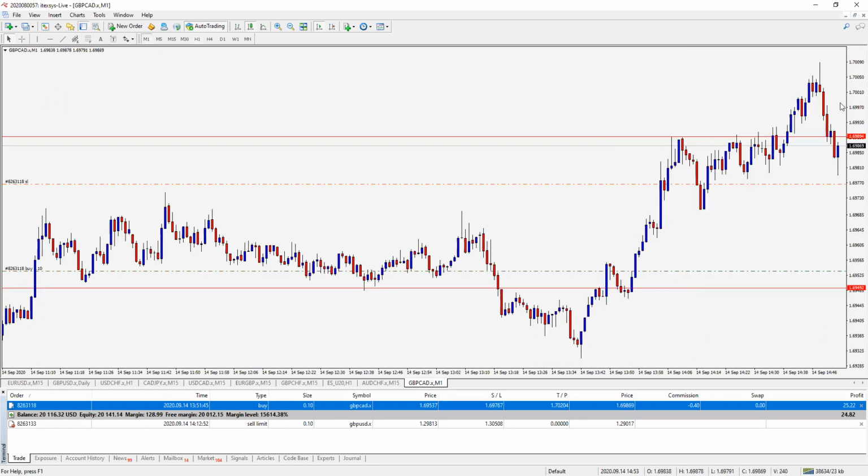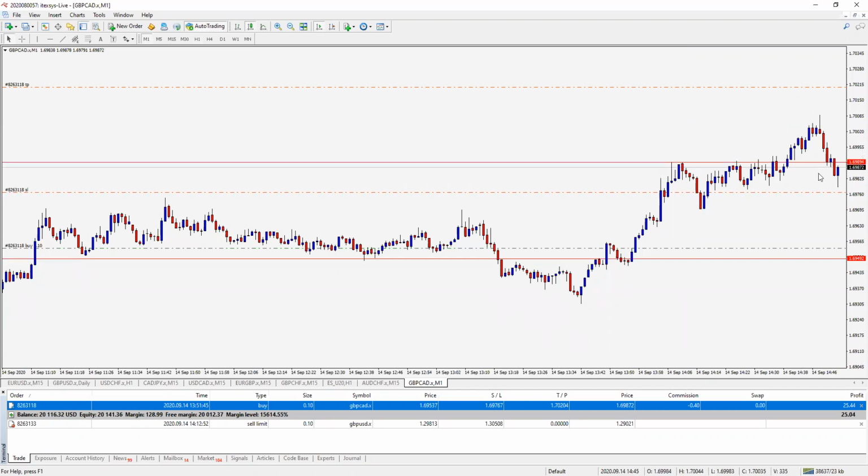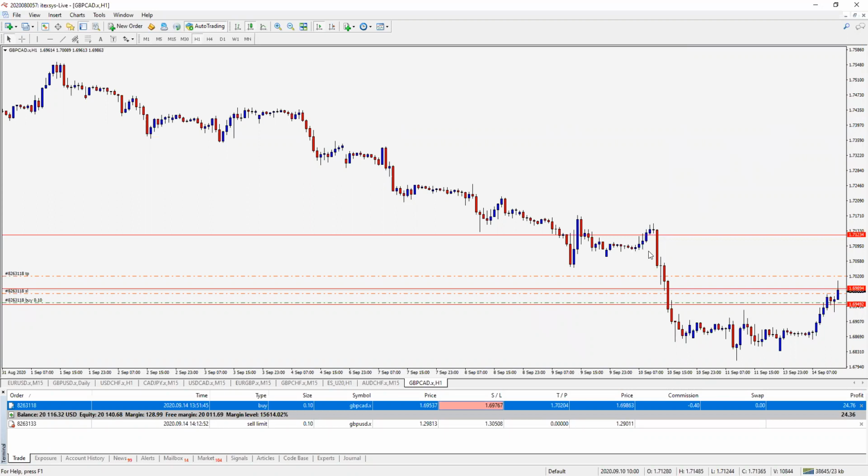Okay, let's see. You can still follow this situation, and just to remind you, this level in this 1 hour time frame, GBP CAD, is also a great level for a sell position on the first touch. All right, that's all for today.